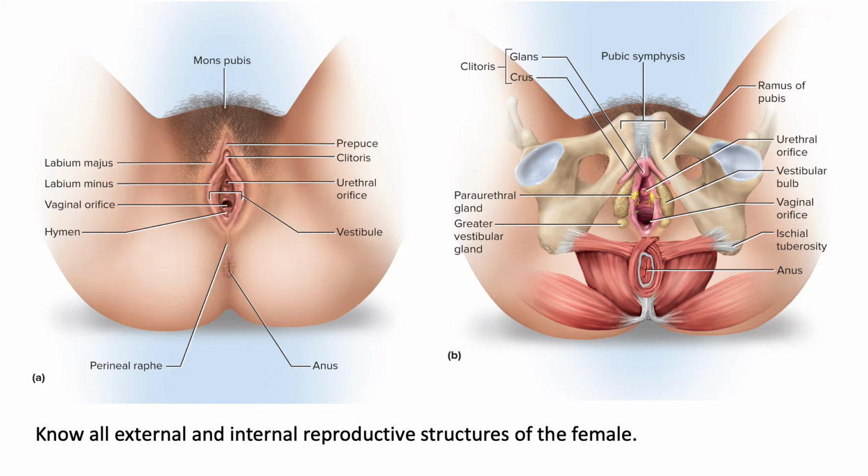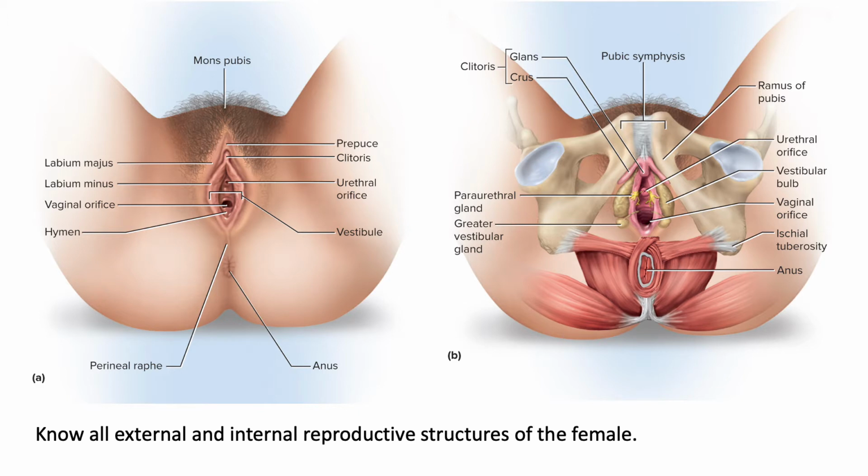The labia majora, or labium majus, as you see here, meet anteriorly to form the prepuce, just before meeting to form the mons pubis, the fat pad above the pubic bone, covered in pubic hair. But the prepuce of the female is just like the prepuce of the male. It covers the clitoris, whereas the prepuce of the male covers the glans or head of the penis.